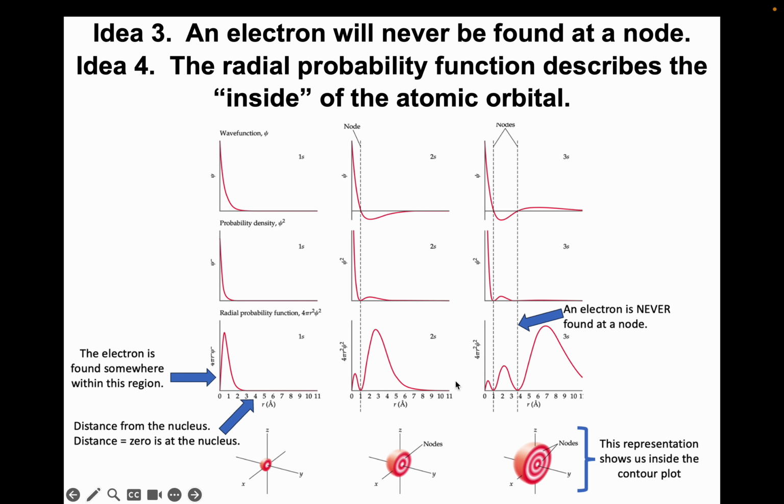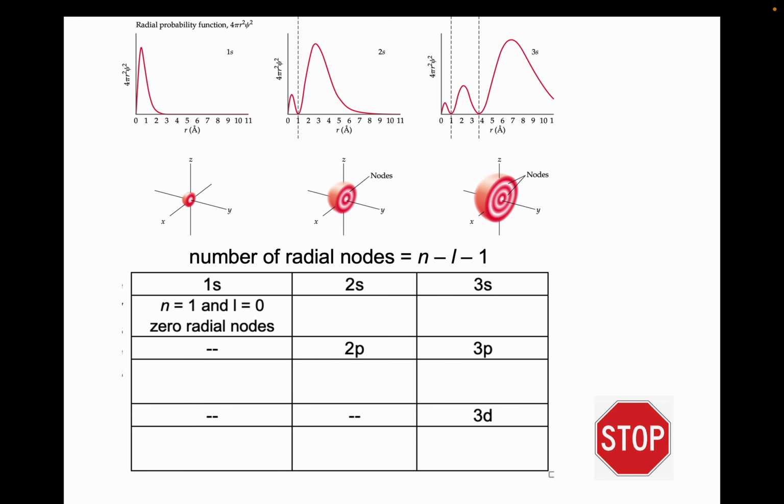These pictures here at the bottom are interesting. These are ways of looking inside that particular contour plot. And it's trying to show that when we get our 2s, then we have this node present inside of it. When we reach the 3s, we have two different nodes present. And again, that's at these distances where I see dashed lines. Now, there's a pattern for the number of nodes that we have. The first time we have an s orbital, we didn't have any nodes present. For the 2s, there was 1. For the 3s, there was 2. And this pattern is going to continue on.